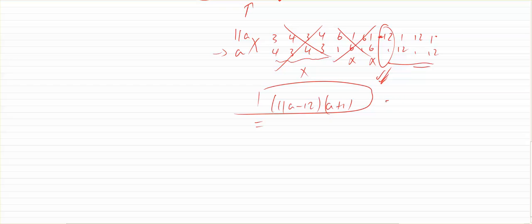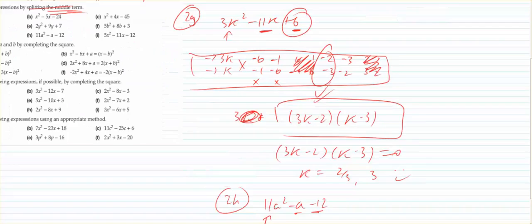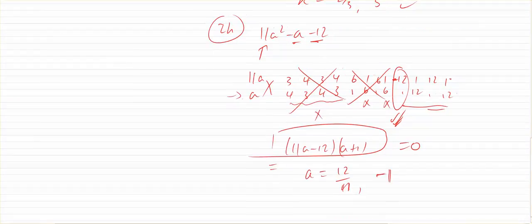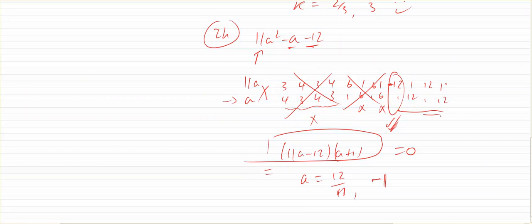Okay, and that's the factorization. To solve it, if it was a solve question, then a equals 12 over 11, and a equals negative 1. So two solutions. Now, that's the gist of the cross method, okay? You don't always have to list out all the factors. Just find two factors that make sense given what our possible factors for the a squared term are.